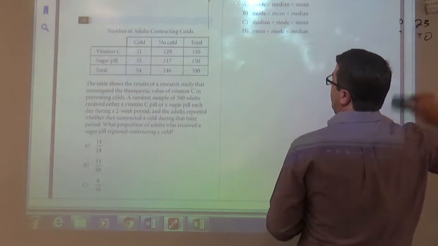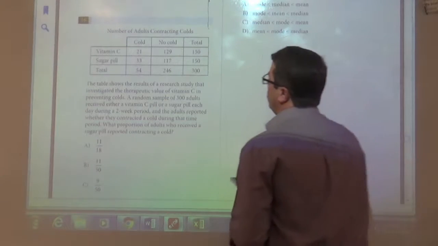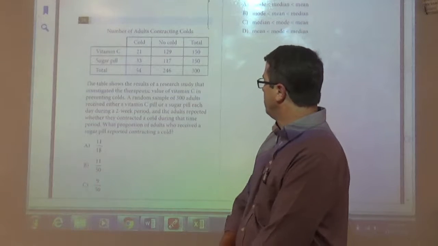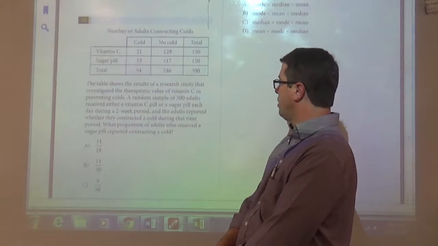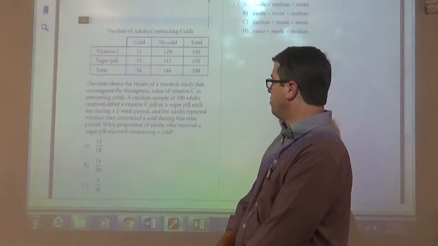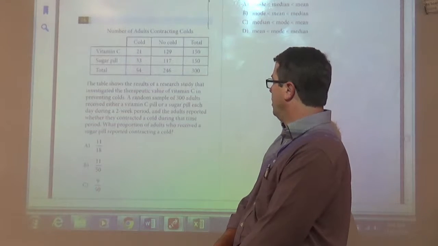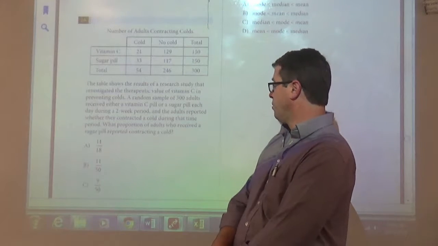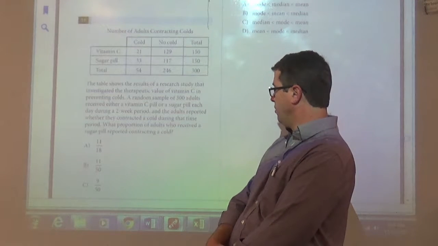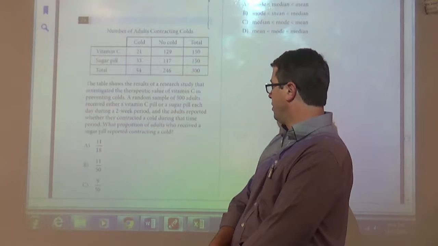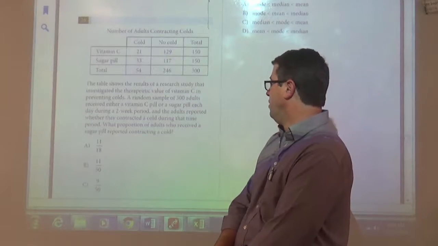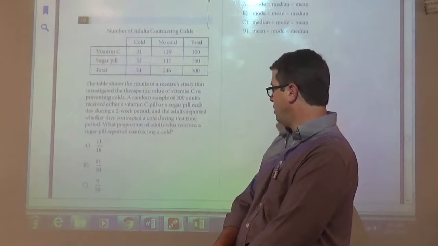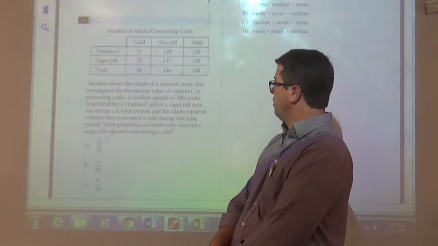Alright, for number 16, number of adults contracting colds. The table shows the results of a research study that investigated the therapeutic value of vitamin C in preventing colds. A random sample of 300 adults received either a vitamin C pill or a sugar pill each day during a 2-week period, and the adults reported whether they contracted a cold during that time period. What proportion of adults who received a sugar pill reported contracting a cold?